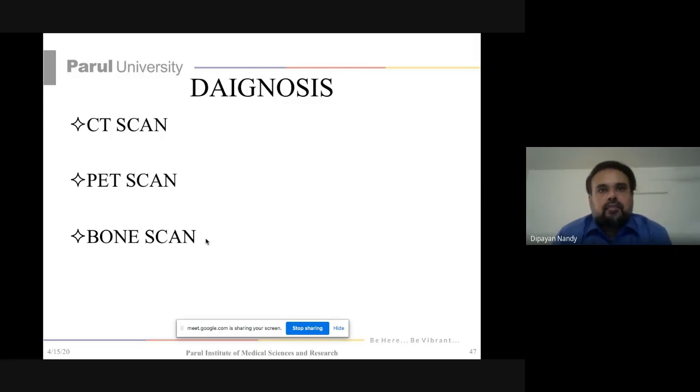PET scan, if you're aware, is a special kind of CT scan where we put radioactive labelled fluoride into the patient, and that is picked up by the PET scan machine and gives an image of the whole body, with the FDG avid, the radioactive fluoride being picked up selectively by the malignant cells. So what you get is an image of the places where the malignant cells are available. So this is again a better tool for detecting the metastasis.